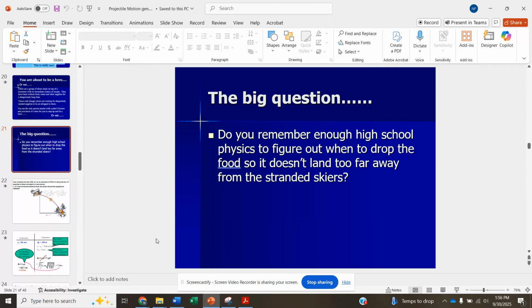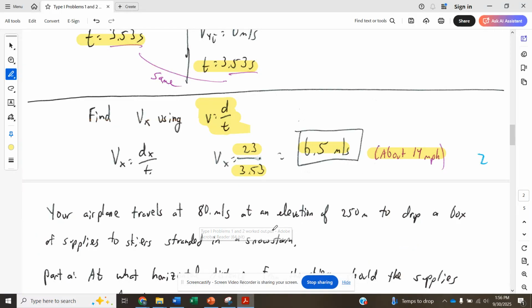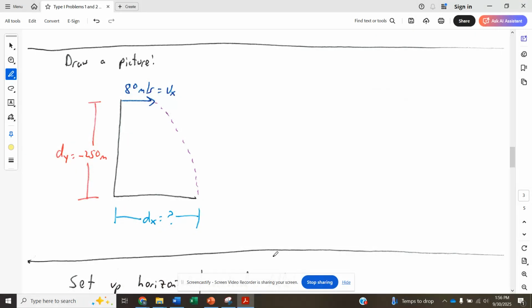So once again, it's a good idea to start by drawing a diagram to keep track of everything you were given in the problem. So over here is a little picture of the scenario. And when I go back over here, here's a really basic diagram. Right, so we have that velocity of the plane. We'll call that our velocity in x. We have that displacement in y of negative 250 meters. And this time we want to solve for that horizontal distance, or that dx.